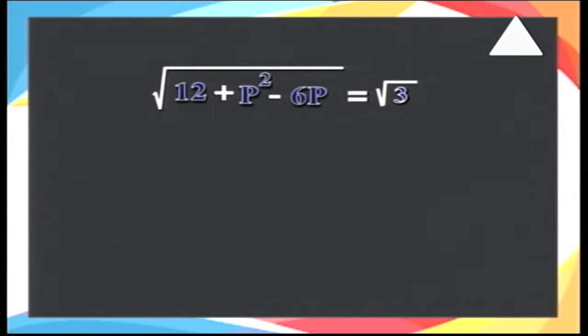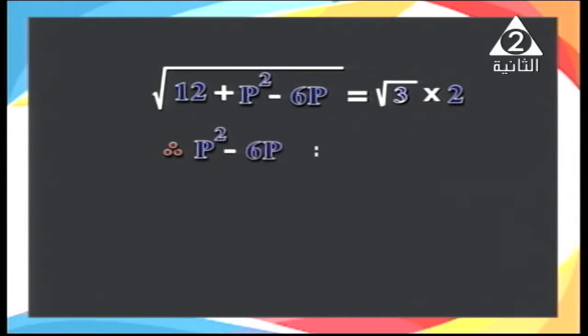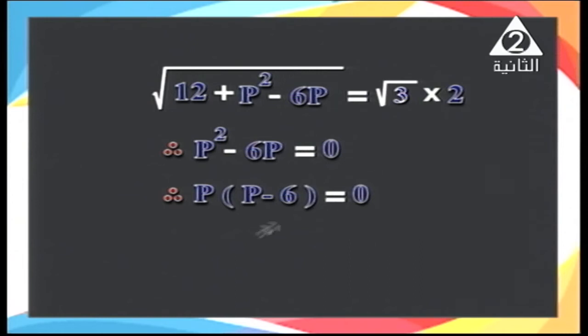By squaring the left hand side and squaring the right hand side, therefore b squared minus 6b equals 0. Take b as the highest common factor: b multiplied by the bracket containing b minus 6 equals 0. Then b equals 0, or b equals what? b equals 6.